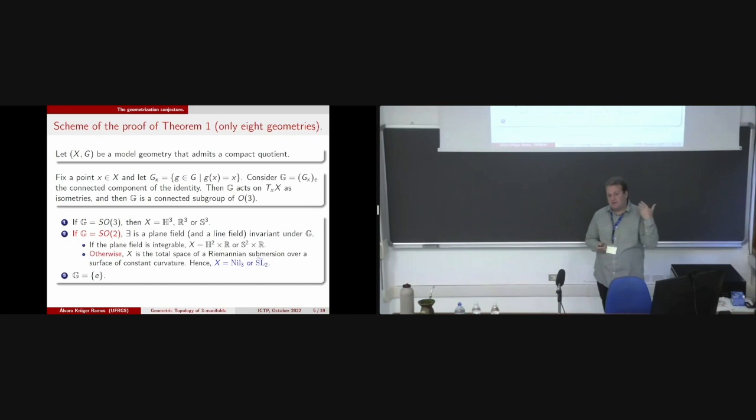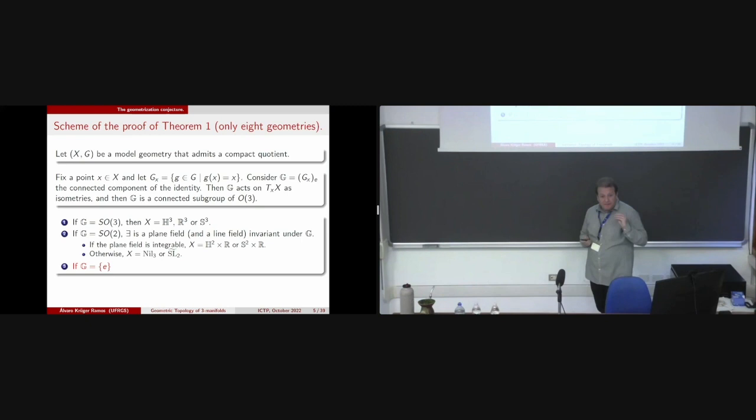Finally, if the group is trivial, then what's happening? You don't have any rotations. You might have reflections, like a discrete finite subgroup, but the connected component is just the identity. So this group is acting on your manifold transitively and is actually one-to-one. For each point, you have only one isometry.